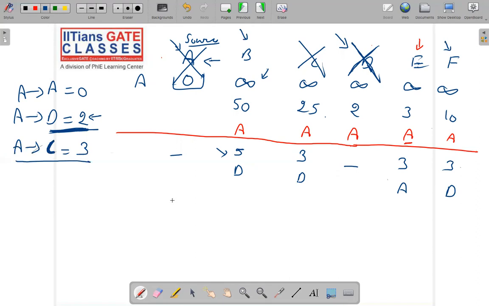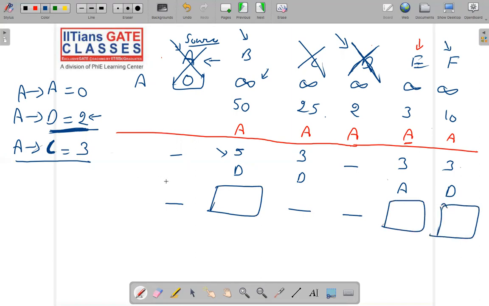Let's see. Okay, so we write down that we already concluded A to C and A to D. Now we have to find out what will be the value for here, here, and here. Out of these 3, we will again take the minimum and delete that one. So A to C is 3.